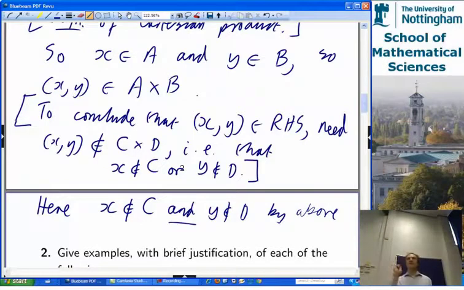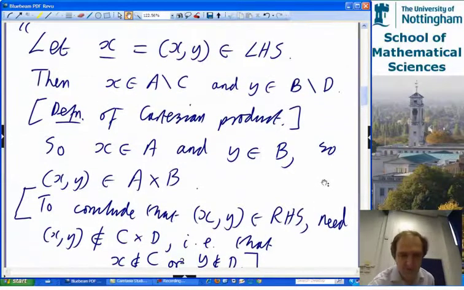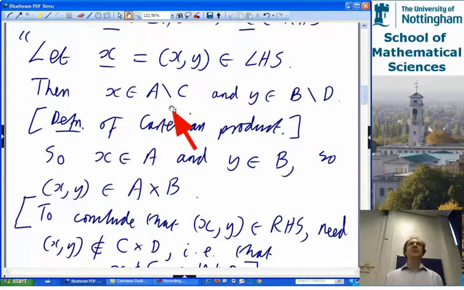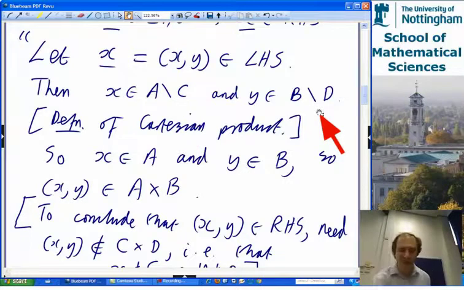So you've got x is not in C and y is not in D by the above. Why is that? Well, I'll just bring that back for a second. Remember here, x is in A, take away C, so x is not in C. y is in B, take away D, so y is not in D. So you've actually got that it's in neither C nor D, which is overkill.